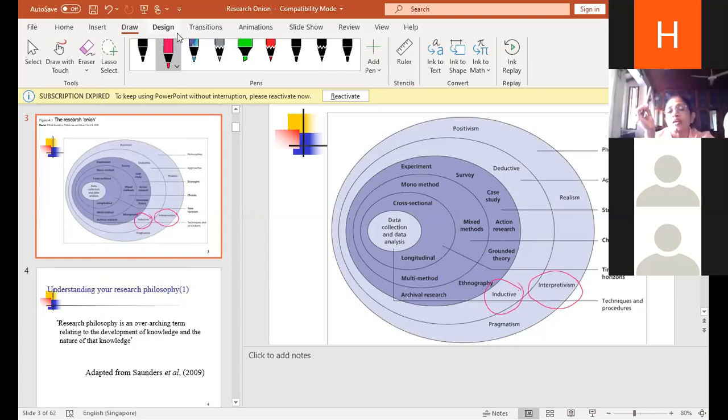Then strategy will be case study, very good, because you will have to interview the recruitment managers. Then it will be mono method qualitative for the interviews only and it will be cross sectional.